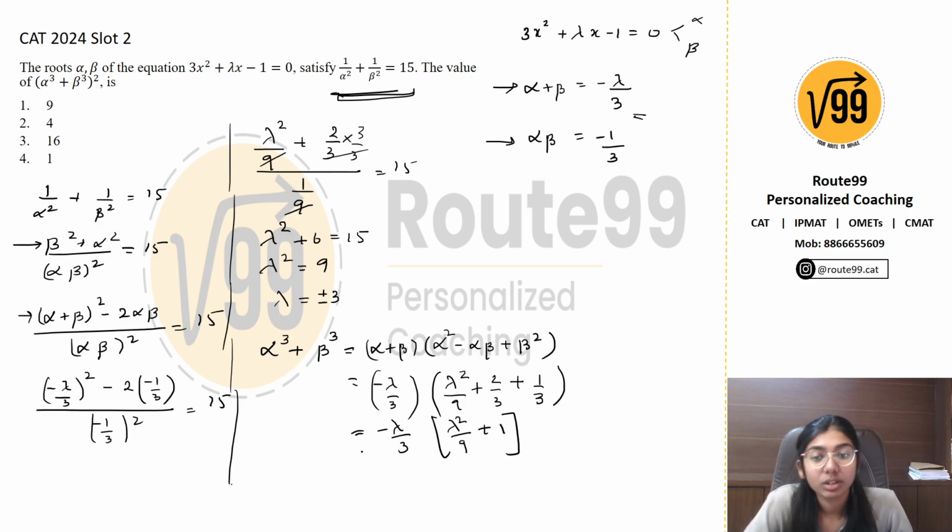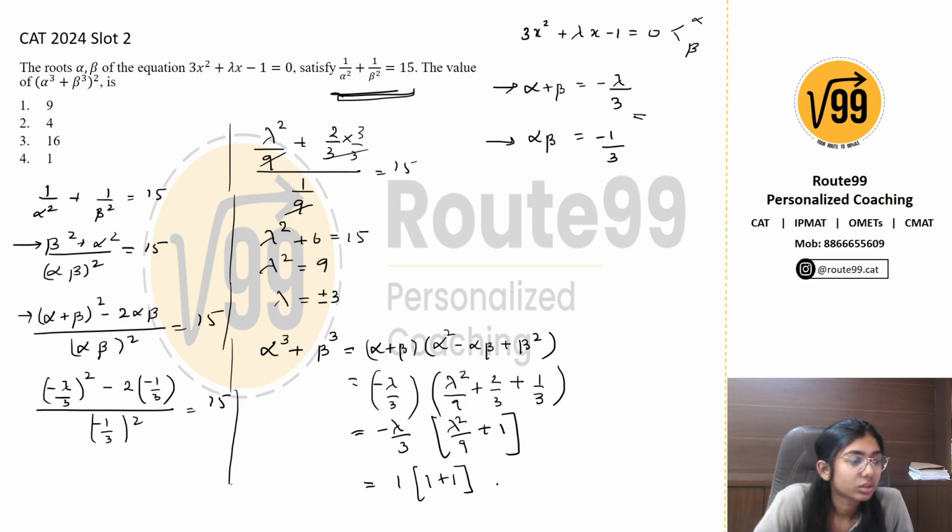Now substitute the value of lambda here. You must be worried that we have two values of lambda. Substitute both of them and try solving it. So let's see. First let's input minus 3. So this becomes minus of minus 3, which is 1. And here I have lambda square, which is minus 3 square, which is 9. 9 by 9 becomes 1, plus 1. So my answer is what? 2.